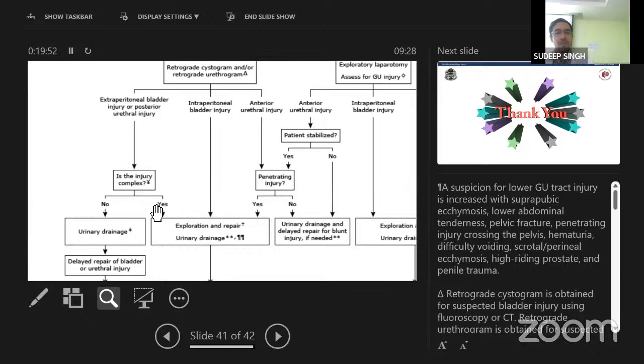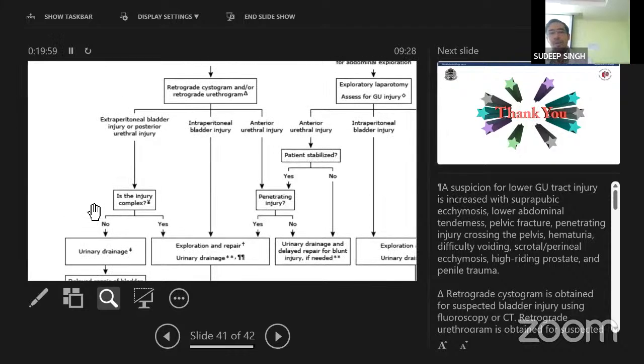But if the injury is complex, we have to go for exploration and repair then and there. If an intraperitoneal bladder injury is there, we have to go for exploration and repair, along with urinary drainage. In case of anterior urethral injury, we have to determine whether it is a penetrating injury or not. If it is penetrating, we go for immediate exploration and repair along with urinary drainage. If it is a blunt injury, we may just go for a diversion or urinary drainage, and delayed repair may be done later on.